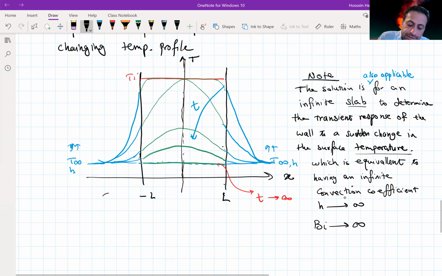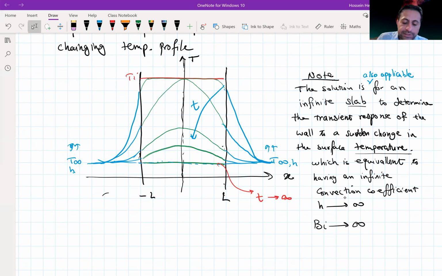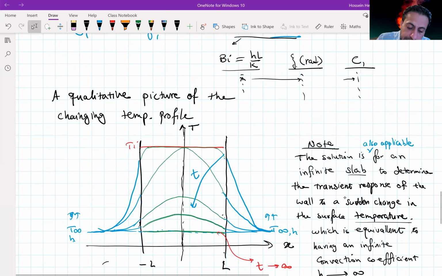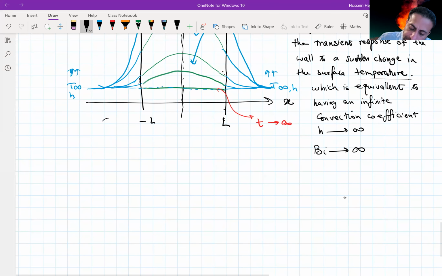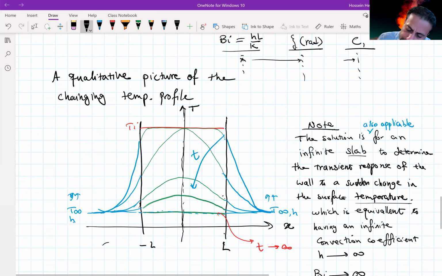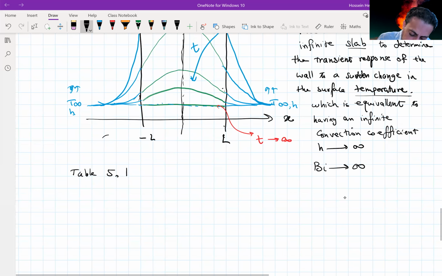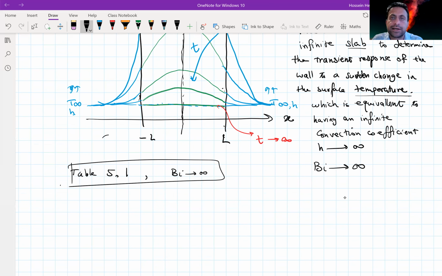So if, let's say, instead of having convection on both sides, we have this infinite slab, and we suddenly change the temperature on both sides from Ti to Ts, or some constant temperature, then we can use the same solutions that we found here, but when we go to table 5.1, we read the values for Bi going to infinity, the C1 and xi.